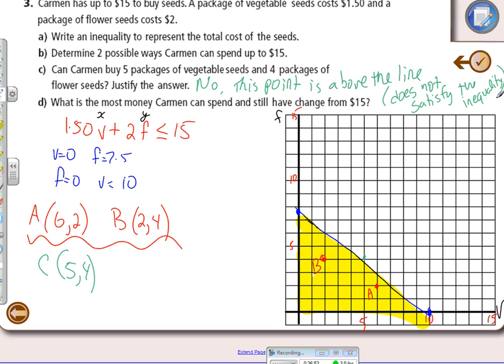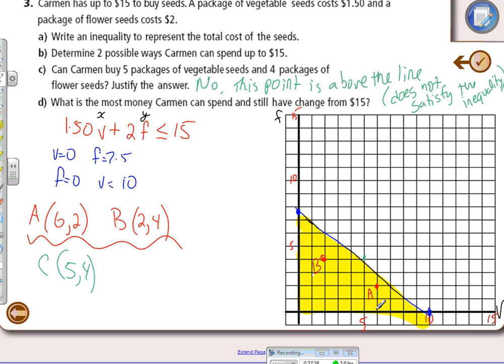What is the most money Carmen can spend and still have change from $15? Well, we need to go to the graph. That's a lot easier. Otherwise, we're doing guess and check all the way through all possibilities. We're looking for what points are closest to the line in the yellow region, or right on the line would even be better. You can see I'm not perfect on here. Yours should be better if you did it on graph paper with a straight edge. Mine's not straight. You can see I even missed the line a bit there.